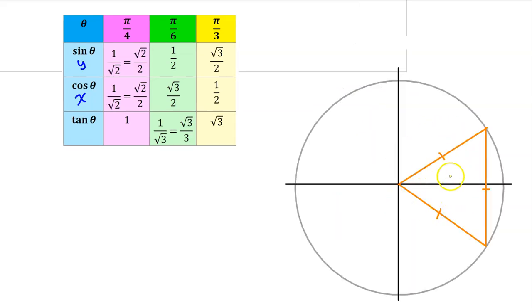Here's an equilateral triangle drawn on the unit circle. Because this is a unit circle, the radius is 1. So this side of the triangle has a length of 1, and this side of the triangle has a length of 1. This whole side of the triangle has a length of 1, but that means that the part above the x-axis has a length of 1/2, and the part below the x-axis also has a length of 1/2.